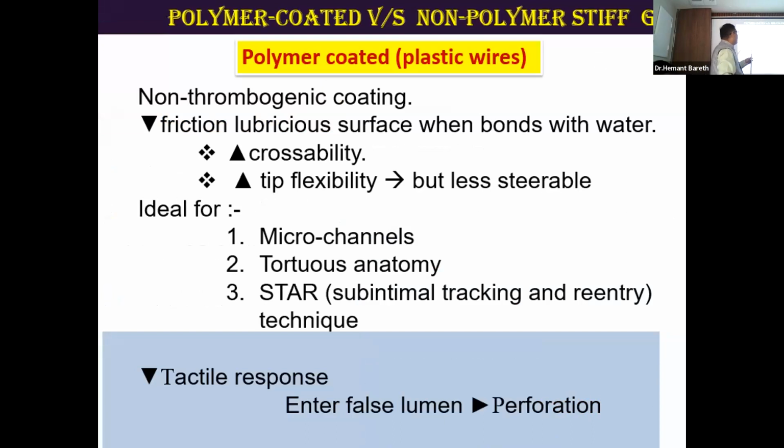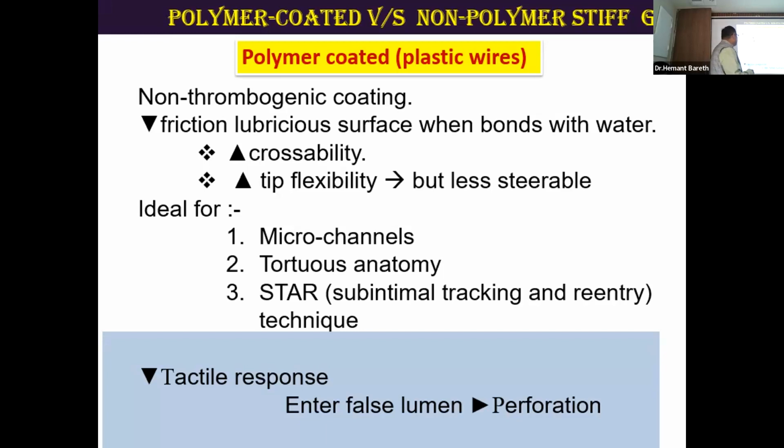Of course, the third type of wire coating is polymer coating, and this is again non-thrombogenic, with the least friction possible. Therefore, it improves porosity and flexibility, and is ideal for picking, as I said, micro channels of acute total occlusions or tortuous anatomy, where you want the wire to take the shape. And there is also something called the star technique. I think we will discuss it when we do the total occlusion wires, so I'm not discussing it now.